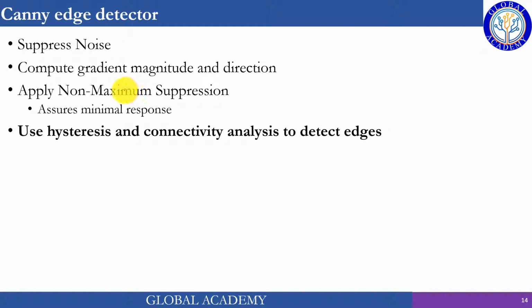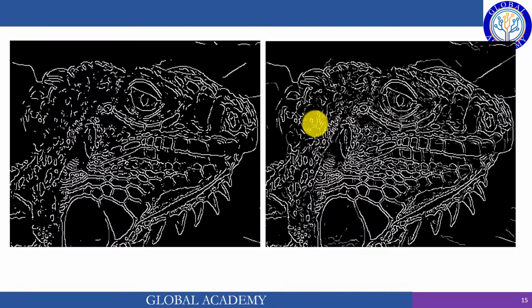So the last point is to use hysteresis and connectivity analysis to detect edges. This image is produced using simple thresholding. You can see there are some gray levels like this over here, over here. So these gray levels are in fact dropped.